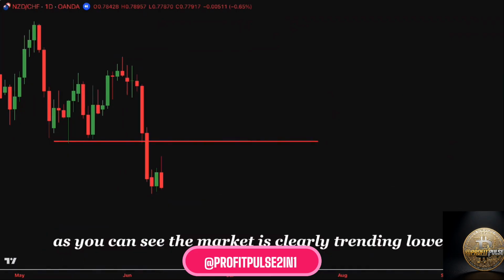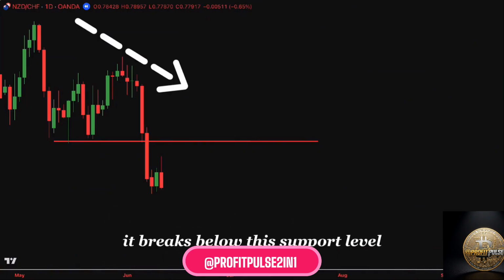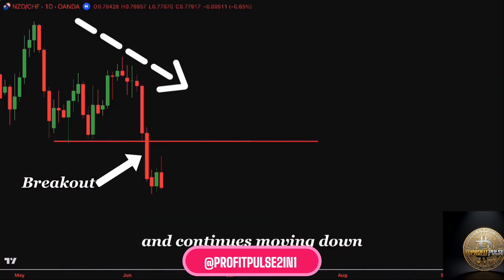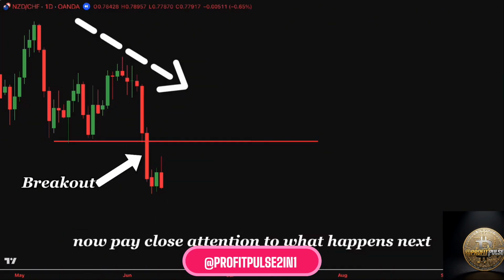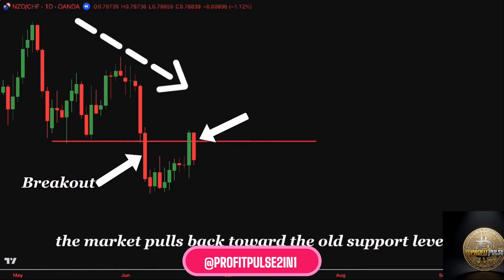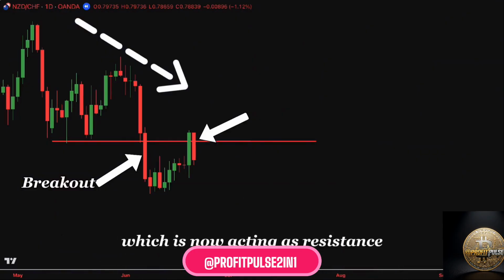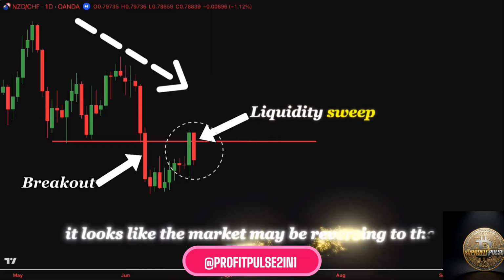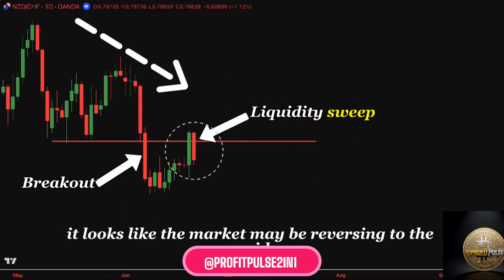As you can see, the market is clearly trending lower. It breaks below this support level and continues moving down, confirming the downtrend. Now pay close attention to what happens next. The market pulls back toward the old support level, which is now acting as resistance. At first glance, it looks like the market may be reversing to the upside.